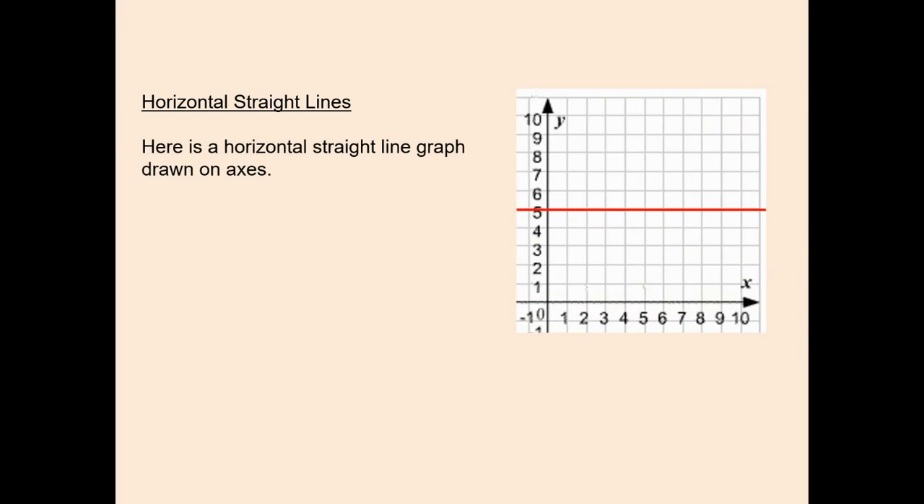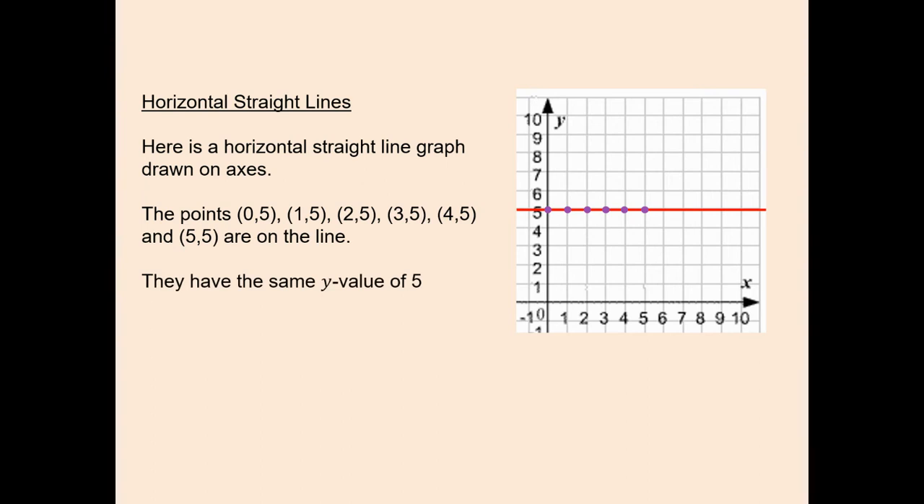We're just going to quickly go through a recap. Horizontal straight lines, as we saw in the starter. If we pick points on that line, for instance (0, 5), (1, 5), (2, 5), (3, 5), (4, 5) and (5, 5), what do they all have in common? They have the same y value, or y coordinate, of 5. So the line is called y is equal to 5. Please make a note of this. This is very important. The reason that line is called y is equal to 5 is because for any point on that line, the y value will stay the same at 5.